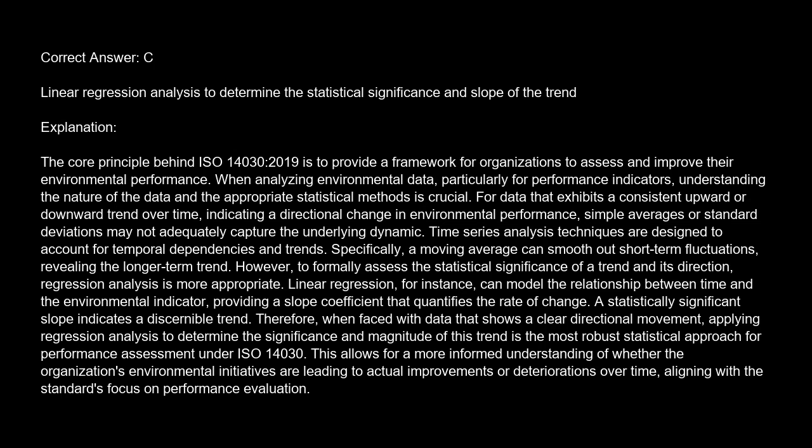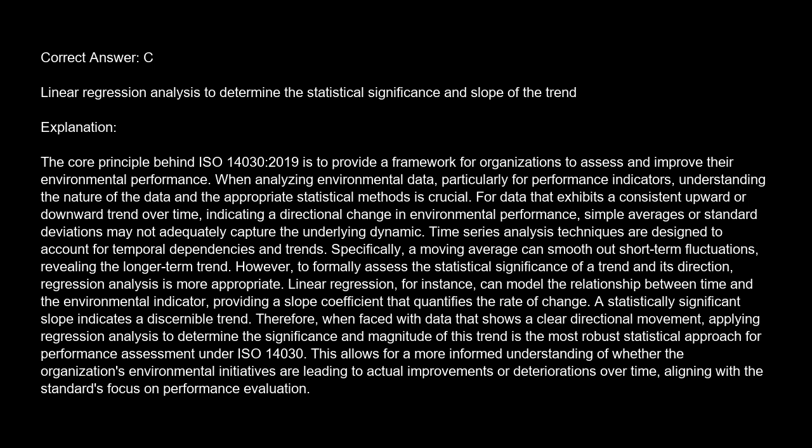Correct answer is C. Linear regression analysis to determine the statistical significance and slope of the trend. Explanation: the core principle behind ISO 14030, 2019 is to provide a framework for organizations to assess and improve their environmental performance. When analyzing environmental data, particularly for performance indicators, understanding the nature of the data and the appropriate statistical methods is crucial. For data that exhibits a consistent upward or downward trend over time, indicating a directional change in environmental performance, simple averages or standard deviations may not adequately capture the underlying dynamic.